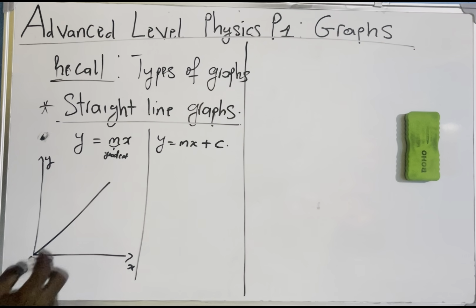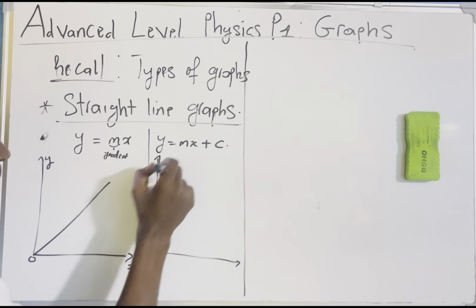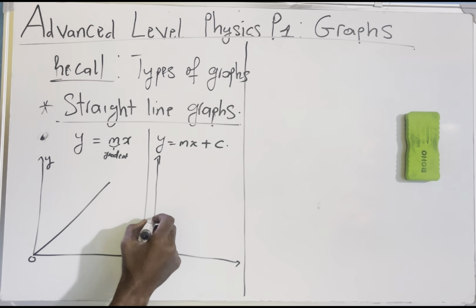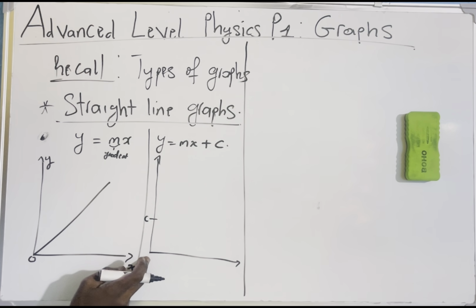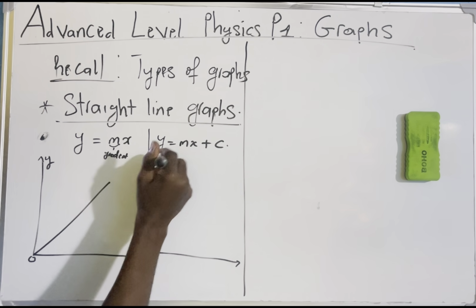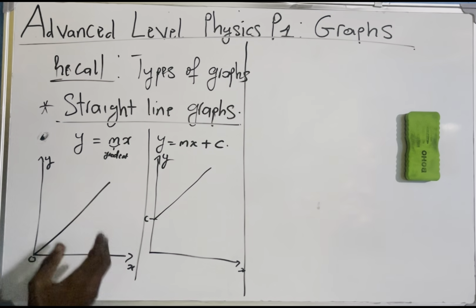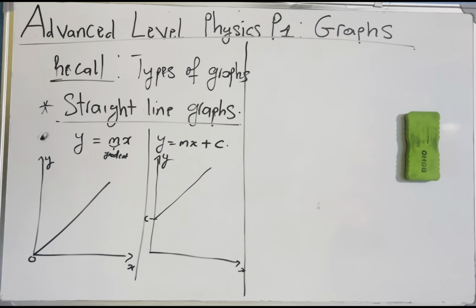Now, for y equals mx plus c, it's slightly similar but different, because we are starting at a value which is called the y-intercept. When x takes the value 0, y will take the value c, making the graph start here. So I think that is already the difference between the two graphs. Here we are having the y-intercept, where in the other we are not.